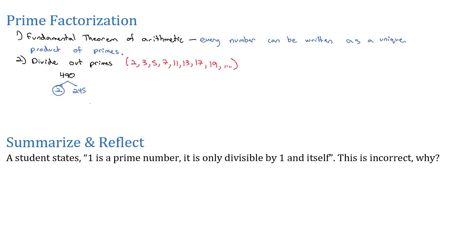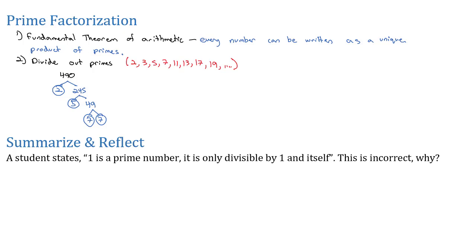That's not a prime number, so I'm going to divide another prime out of it. It ends in a 5, so I know it's divisible by 5. When I do 245 divided by 5, I get 49. And 49 I know is 7 times 7. And notice those are primes also, so I will circle those.